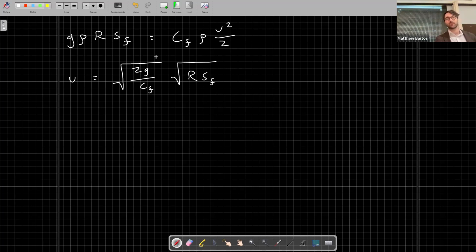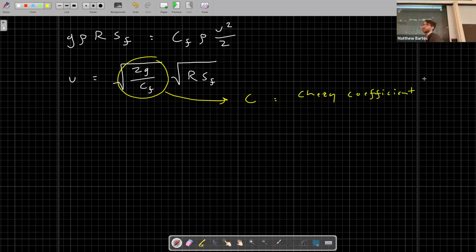And you'll remember we took basically this whole term here, and we just called this some coefficient C, which we refer to as the Chezy coefficient. And all of the different friction formulations we looked at, whether it was Hazen-Williams or Darcy-Weisbach or Manning's equation, were just different ways of specifying this C coefficient.